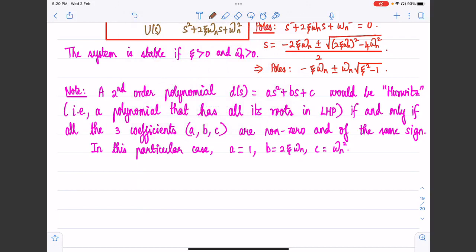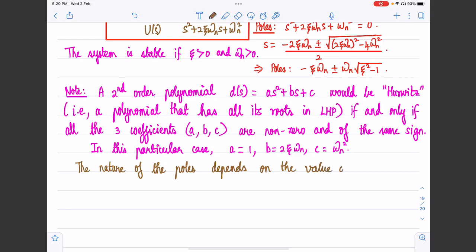So we have established when it will be stable. When zeta is greater than 0 and omega n is greater than 0, the system is stable. However, the nature of the poles, and consequently the nature of the system response, depends on the value of zeta. What do I mean by that? If you look at the poles, they are at minus zeta omega n plus or minus omega n times square root of zeta squared minus 1.